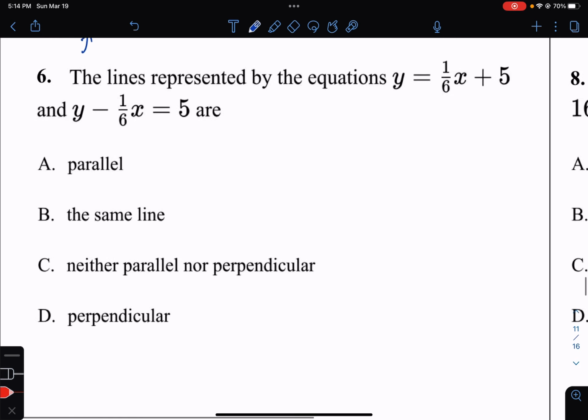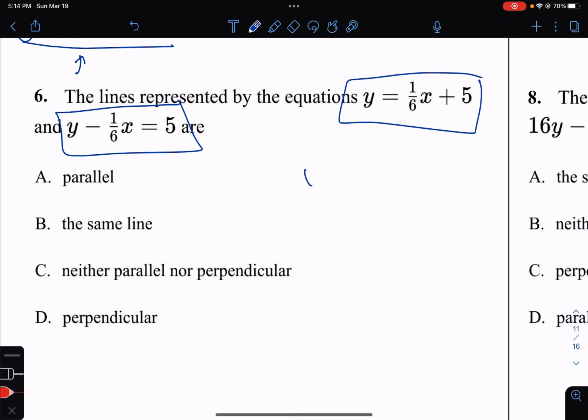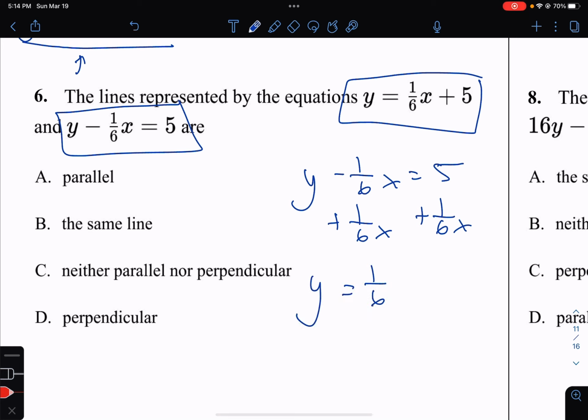Let's go ahead and try this next one here. Fortunately for us, this first line is already in y equals mx plus b. We know that the slope is 1/6 and the y-intercept is 5. Now let's take a look at this one. We've got to get it in y equals mx plus b. So we have y minus 1/6 x equals 5. So we're going to add 1/6 x to both sides, and we get y equals 1/6 x plus 5.